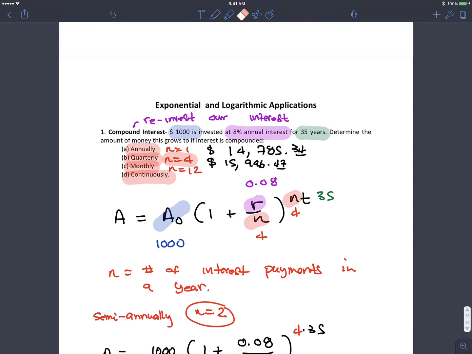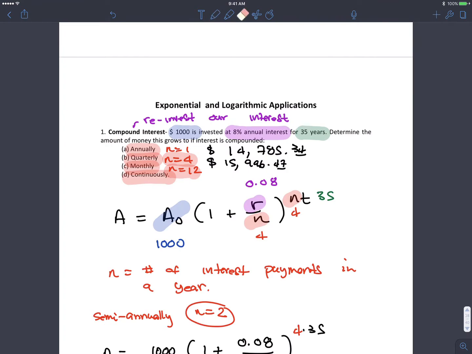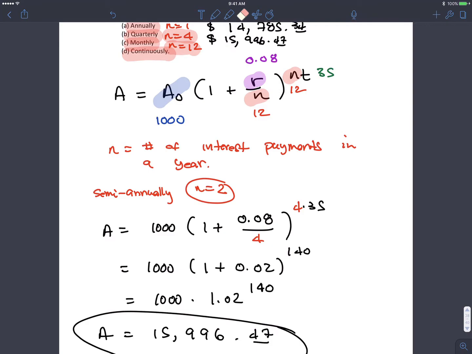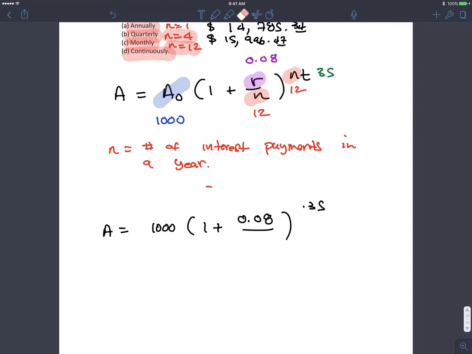Let's get rid of some of these things. Let's try 12 payments in a year. So in this case, n is 12. We get 12 payments in a year. So instead of n being 4, it's now 12. We're going to do all this work all over again. This time, let n be 12. There's a 12 down here. There's a 12 here.